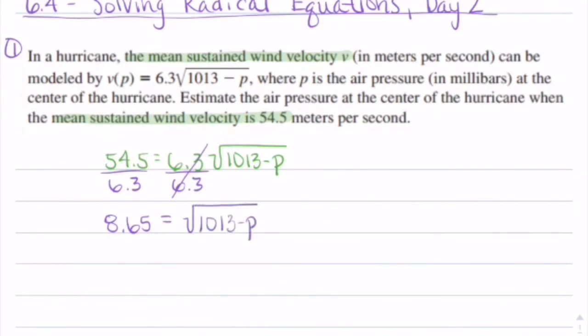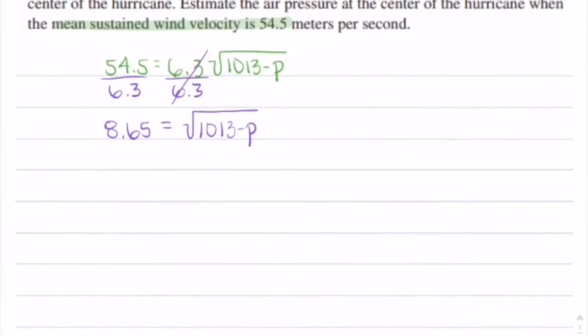And so we've gotten rid of the 6.3 and we want to continue solving. Well, now we have the radical isolated, so we can get rid of a square root by squaring. So a second root by taking the second power, and we have to do that to both sides. So we get 74.84 on this side. And when we cancel the second root and second power, we're left with 1013 minus P on this side.